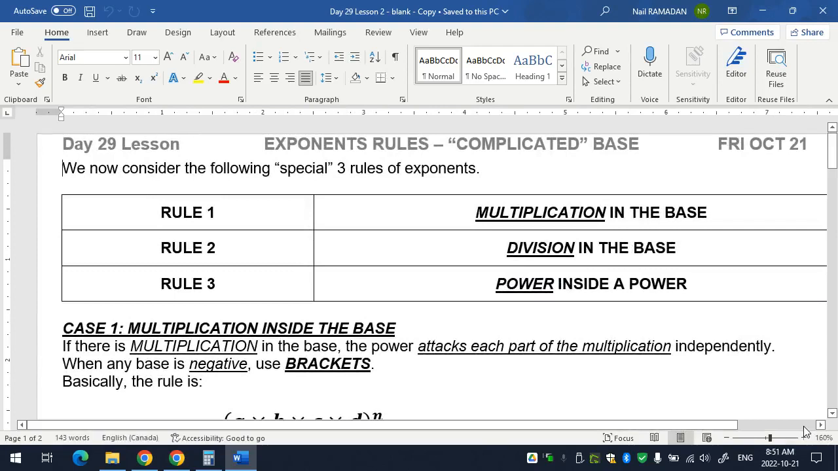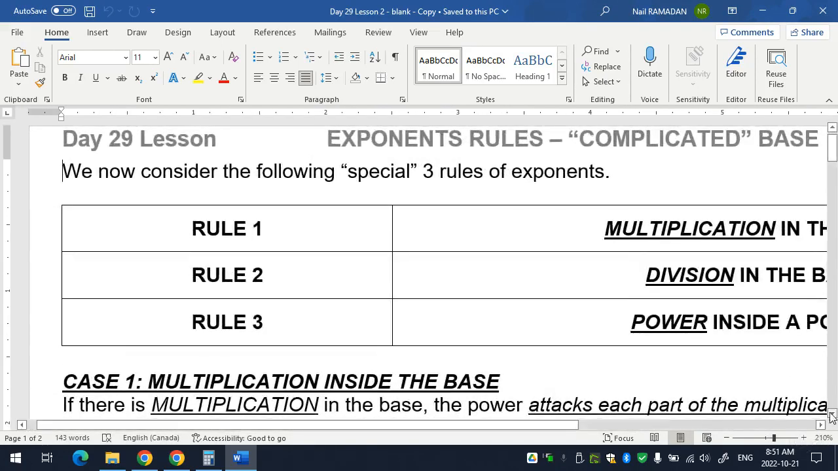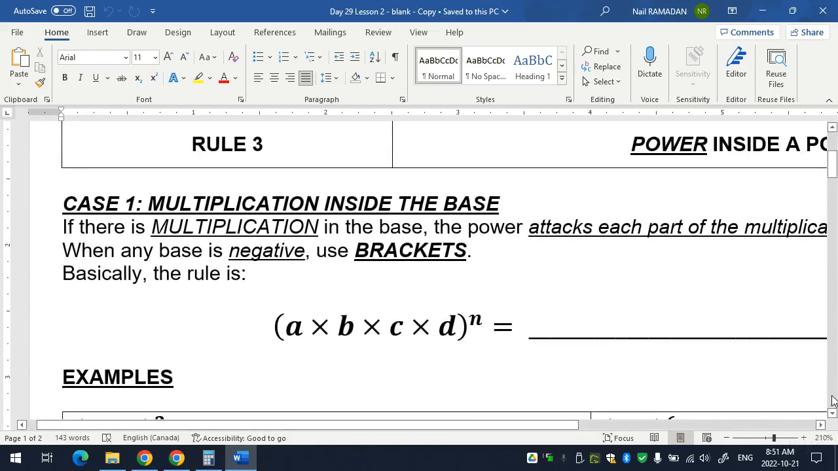Okay, everyone. In this lesson, we do how many rules? Come on. Eyes on me. 3. We will do a rule where there's multiplication, but where? In the base. Not in two bases, in the base itself. Then we're going to do division, also inside. Okay. So, everyone, here's the first rule. Multiplication in the base.